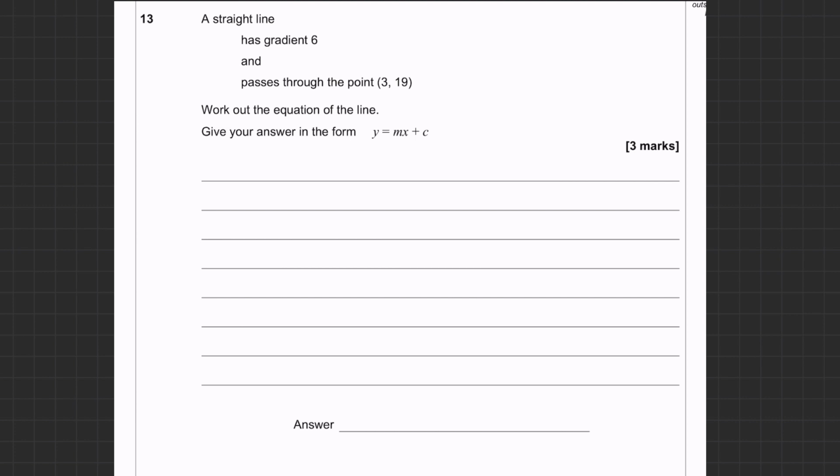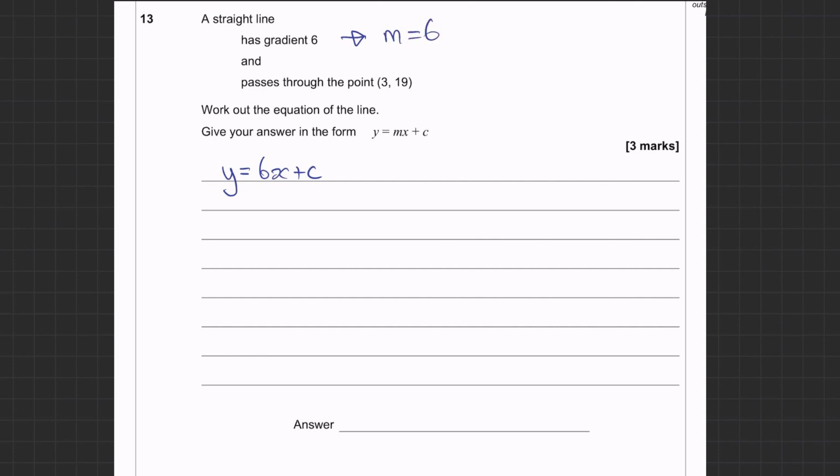Question 13. A straight line has a gradient of 6 and it passes through the point (3, 19). Work out the equation of the line. Give your answer in the form y equals mx plus c. So it's another one of these lovely y equals mx plus c equations. We already know the gradient, so I'm going to input that. So it's y equals 6x plus c, because the gradient, or m, equals 6.